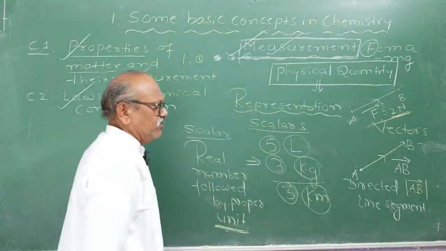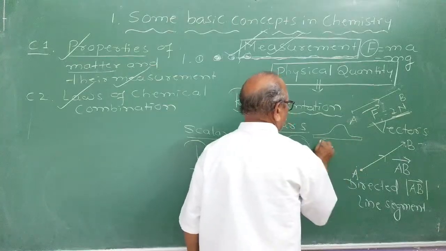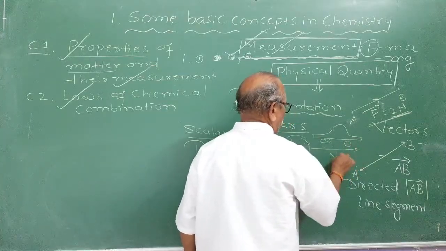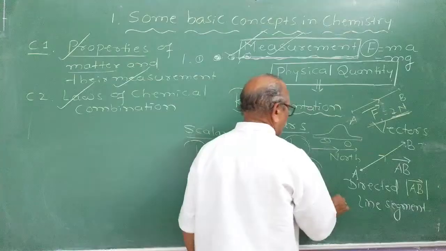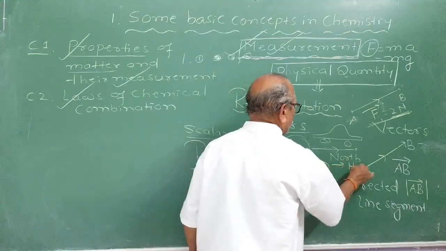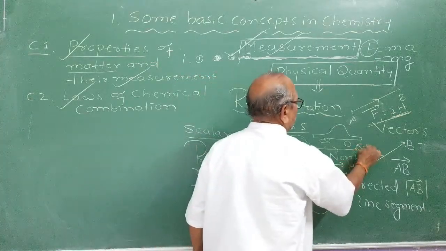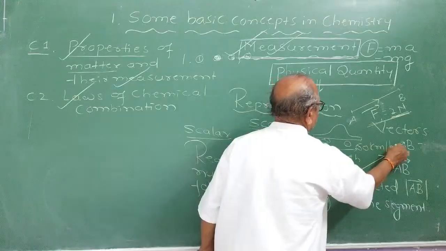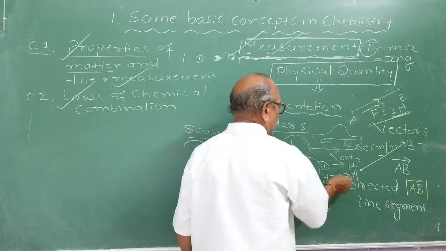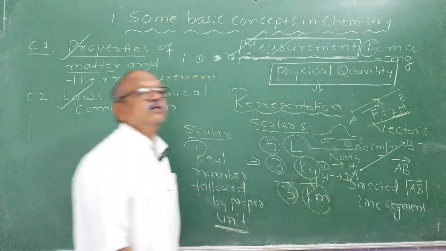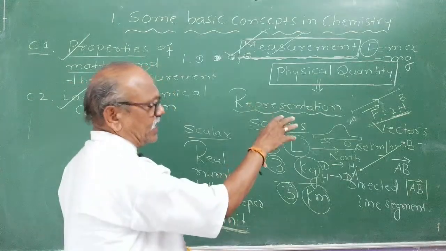Suppose that a car is traveling with a velocity of 60 km per hour towards the north. If you say from Dharwad to Hubli, that is one direction, Hubli to Dharwad is another direction. And what is its velocity? Velocity is 60 kilometer per hour as magnitude, and the direction is from Dharwad to Hubli or from Hubli to Dharwad. That is called velocity. Velocity means vectors are represented by a directed line segment.